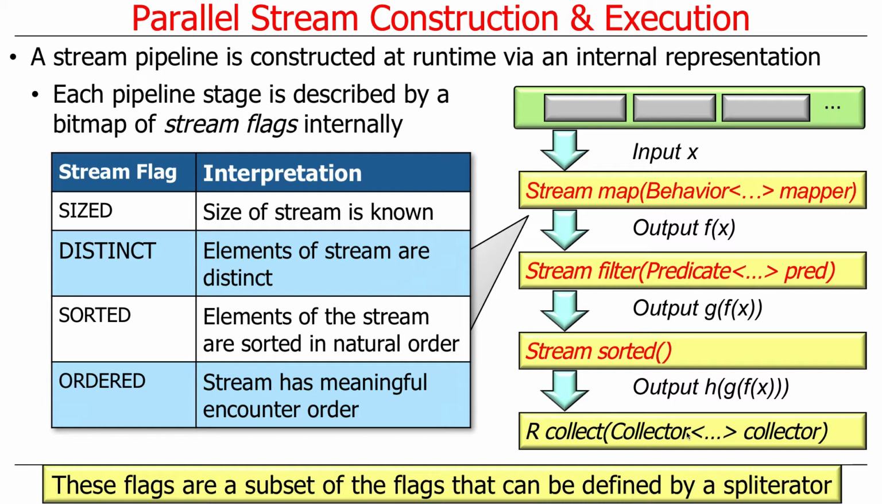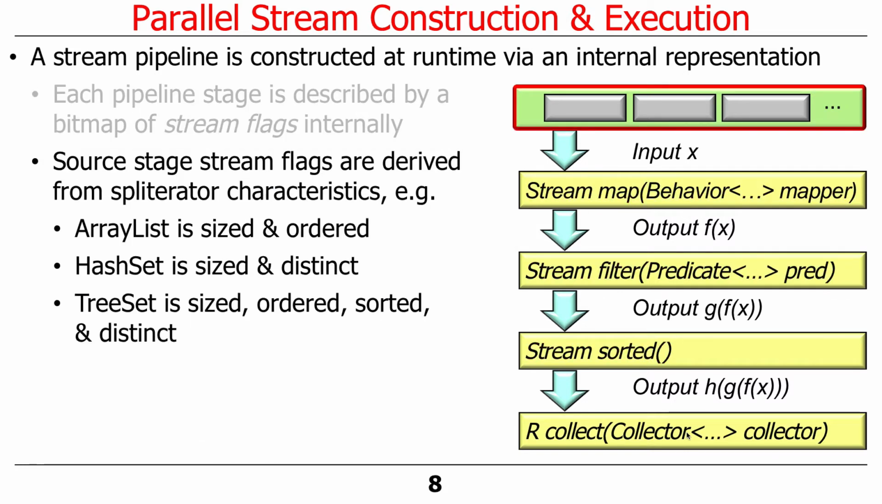The final flag here is ordered, and that just says, does the stream have a meaningful encounter order? Remember how we talked about how a list was ordered, but say a set was not? The encounter order doesn't matter. So those are some of the things that would be set here to make a difference, and we'll talk about those in detail in a second. For example, array list as a source of input is sized and ordered. A hash set is sized and distinct. A tree set is sized, ordered, sorted, and distinct, right? So that's got the full kit and caboodle here.